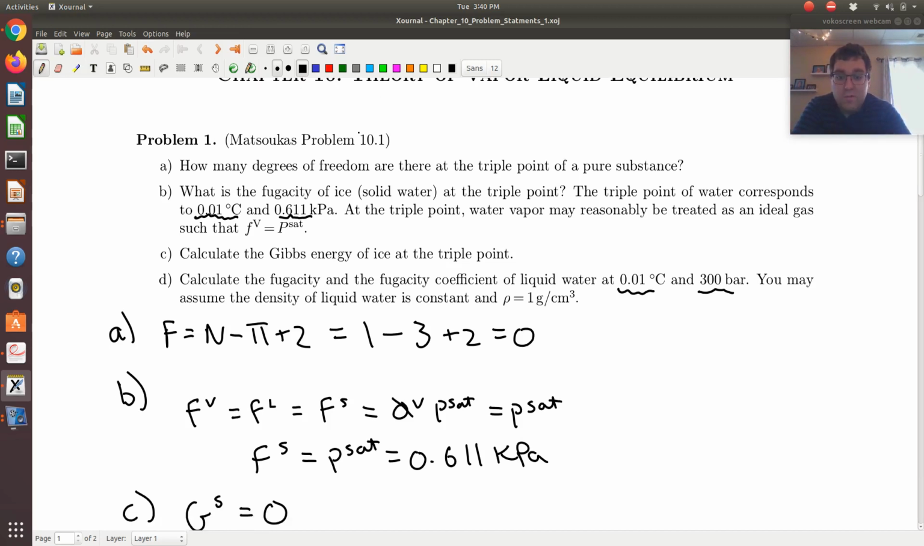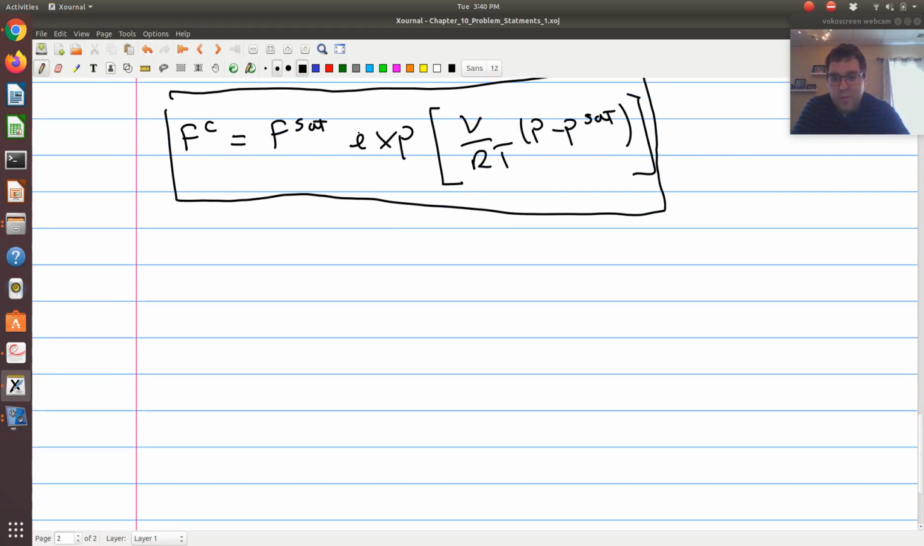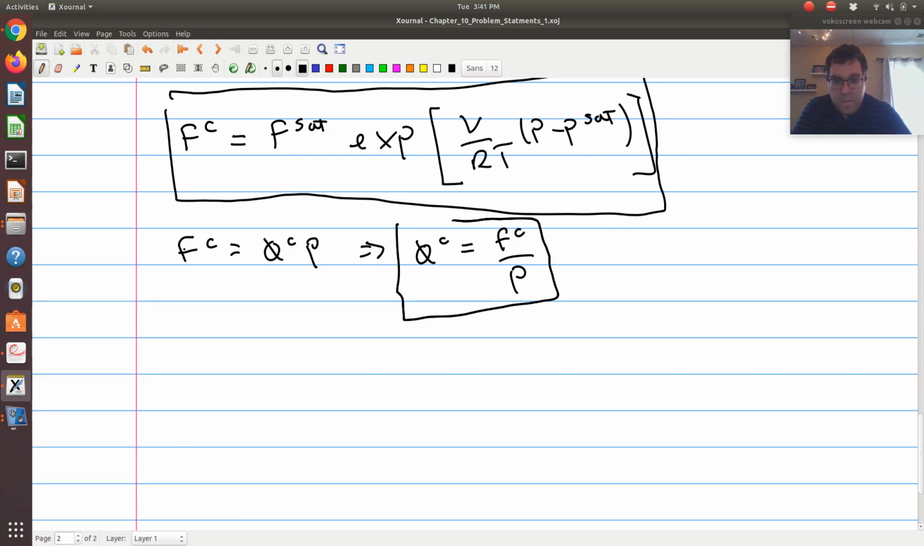We want the fugacity coefficient as well. If I want the fugacity coefficient, I just need to play around with my definition of it. The fugacity of the compressed phase is, by definition, the fugacity coefficient of my compressed phase times P. It's a pure system, so I don't need a partial pressure term, it's just P. Therefore, the fugacity coefficient would just be equal to FC over P. There you go. Boom. And that's it.